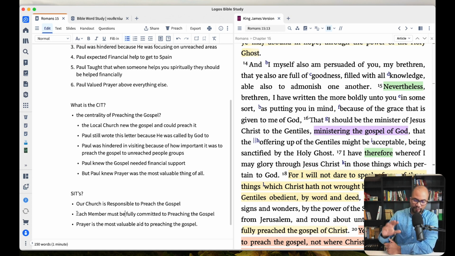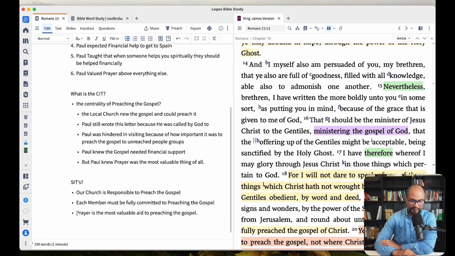The second one was Paul was fully committed, but I wanted to take an example from that and say, okay, each of us must be fully committed to preaching the gospel. So not only as a whole are we responsible for preaching the gospel, but individually, each of us must be committed to going out and preaching the gospel. And then that last one is prayer is the most valuable aid to preaching the gospel. And so I see these 3 SITs, which I think is going to be the structure of the sermon.